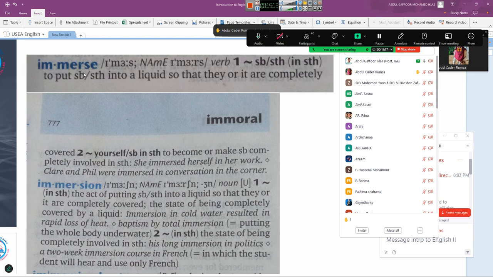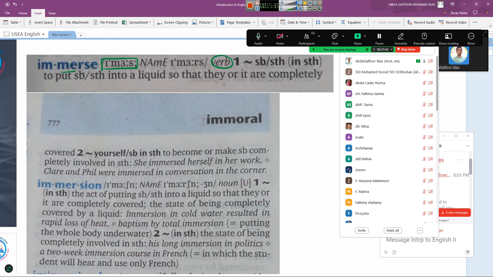Now using the Oxford Dictionary is an art. This is the phonics system. This tells you how you have to pronounce this word. And this tells you which word class this word belongs to. You can see the numbers 1 and 2, which means the word has two meanings.